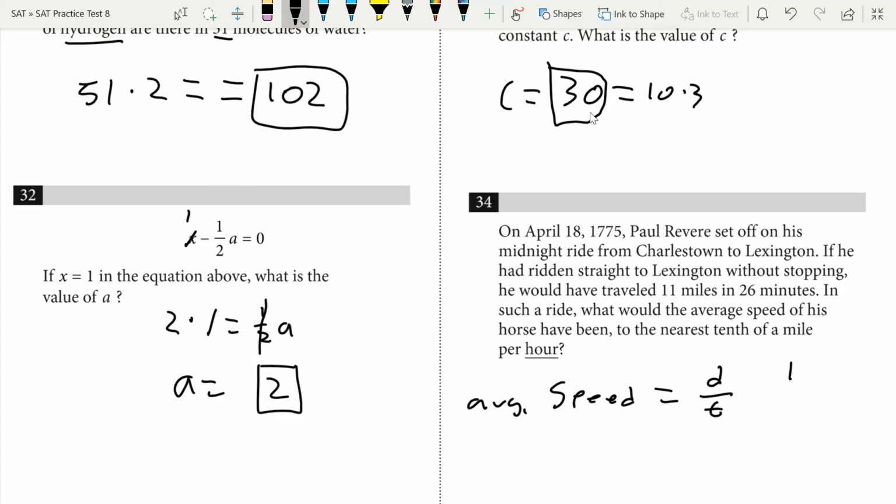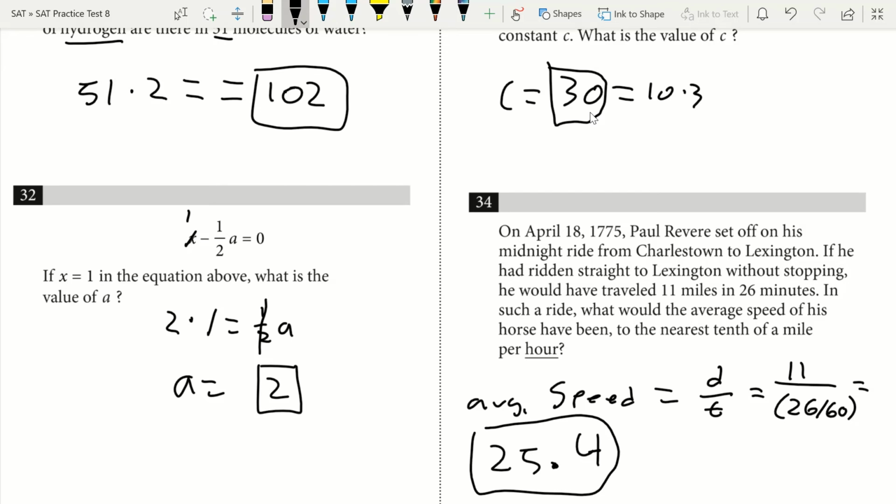Our distance is 11 miles, right? And our time is 26 minutes, but we're asked for miles per hour. So we're going to have to convert that to hours, 26 minutes per 60 minutes an hour. And this will give us our speed in miles per hour. I'm going to plug that into my calculator. I do 11 divided by, and then parentheses, 26 over 60, end parentheses. And that is going to give me 25 point, I'm told to round to the nearest tenth. Nearest tenth will be 4 because it's 25.38. Rounding to the nearest tenth, that is 25.4 as my answer for 34.